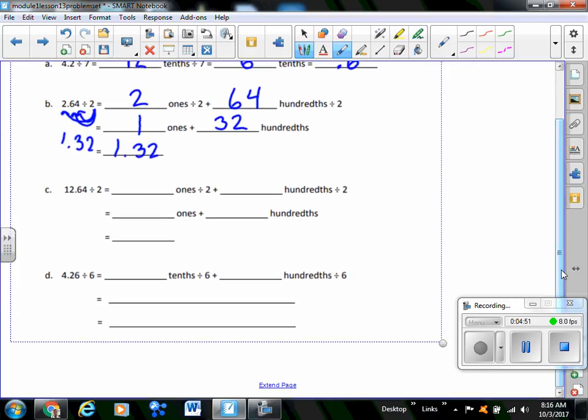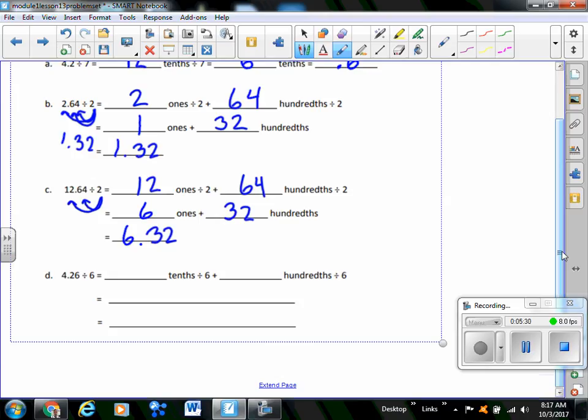If we look at letter C, we're going to start with 12 ones divided by 2 plus 64 hundredths divided by 2. If I take 12 and I divide it by 2, I get 6 ones. And then the same thing, if I divide 64 by 2, I'm going to end up with 32 hundredths. And then if I put that together, 6 ones, 32 hundredths. Letter D.